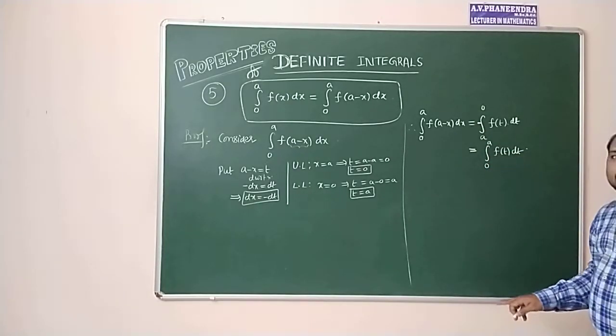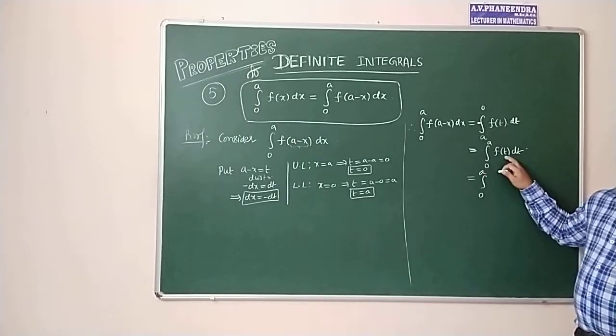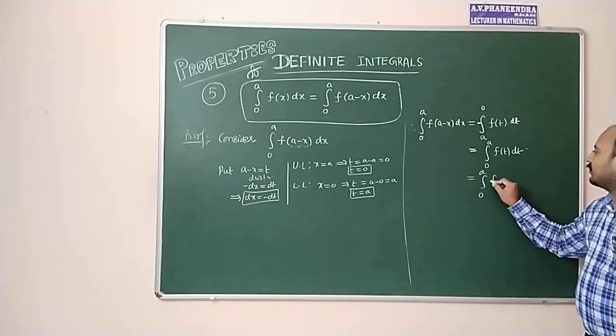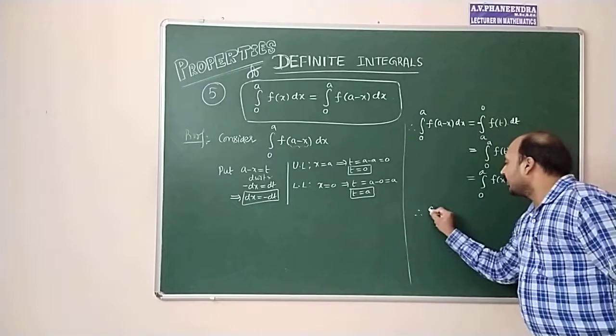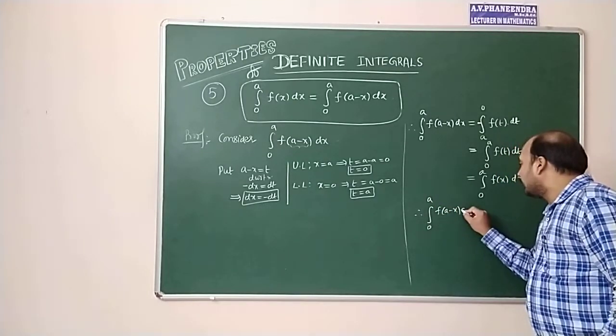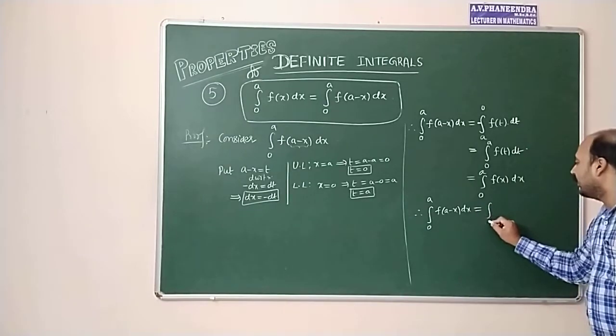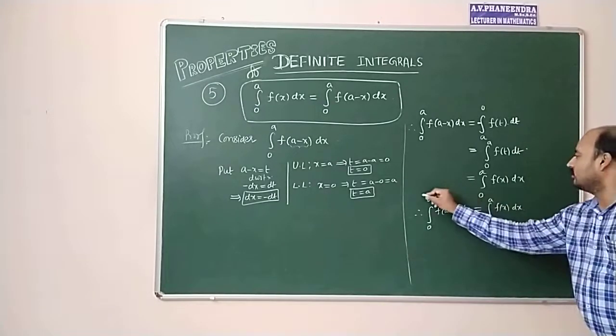After that, I am using the variable change property. Integral 0 to a, wherever t is there, you can write x, so f of x dx. Therefore, integral 0 to a f of (a minus x) dx is equal to integral 0 to a f of x dx. Hence proved.